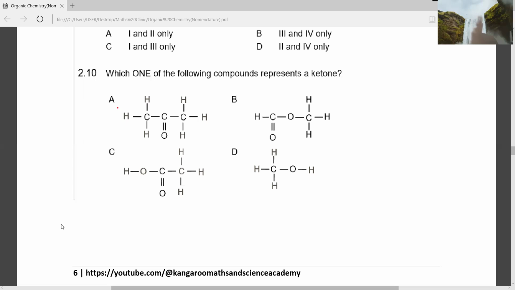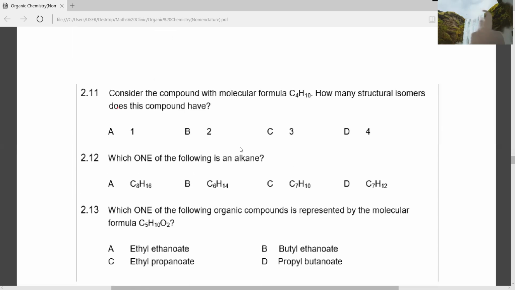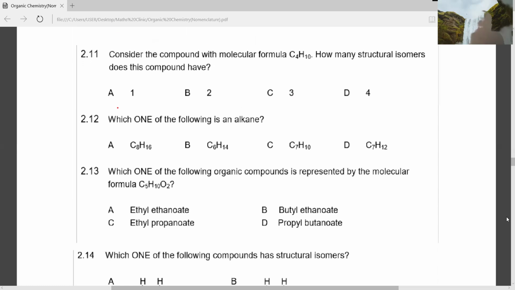Now we move on to 2.11. There's something that I did not address, but it's fine. It says, consider the compound with molecular formula C4H10. C4H10, this is butane. It's the molecular formula of butane. How many structural isomers does this compound have?